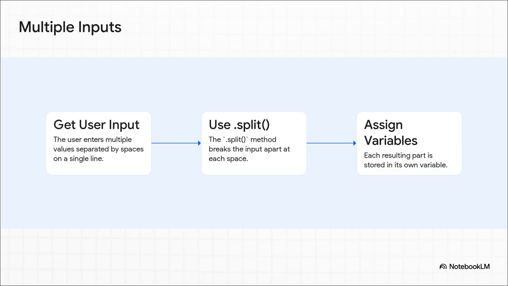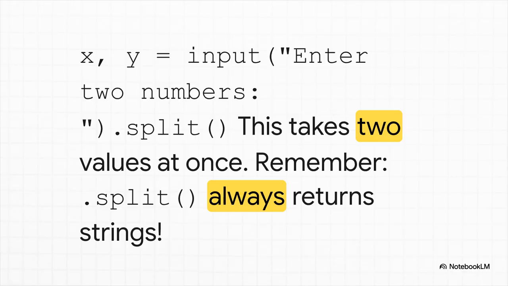Then we use this awesome little method called .split. And just like the name suggests, it splits the input apart wherever it sees a space. Then we can take each of those pieces and assign them to their own variables. Here's what that looks like in the code. This one line prompts the user, waits for them to type two numbers with a space in between, splits them apart, and puts the first number into X and the second into Y. But remember, .split also gives you back strings, so you'll still need to use int or float on them if you plan on doing any math.